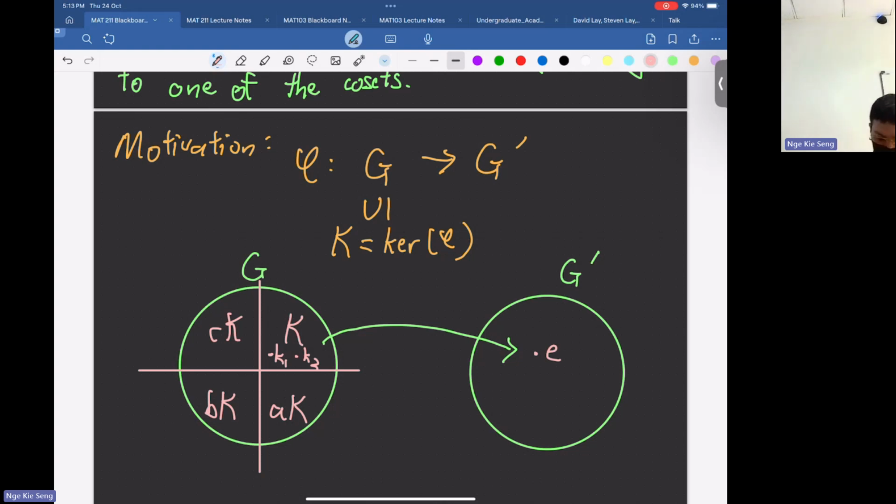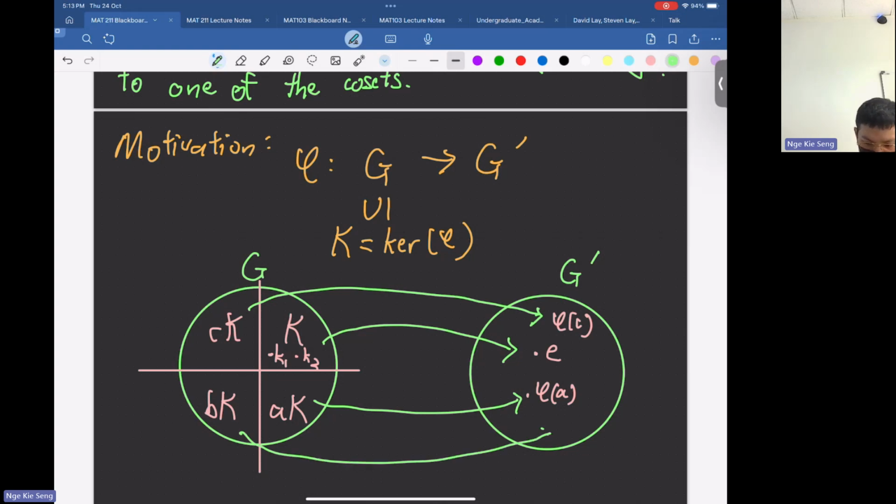How about aK then? aK will get sent to phi of a. Why? Because phi of aK1 gets sent to phi a times phi K1, but K1 is in the kernel, so we get the identity, and we are just left with phi a. Similarly, cK gets sent to phi of c, and for bK, we get phi of b.